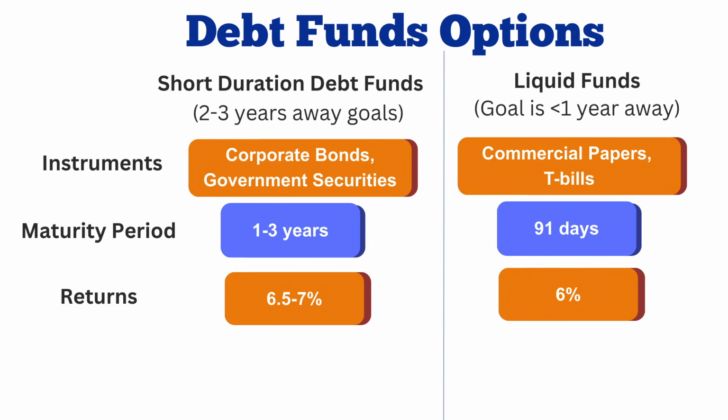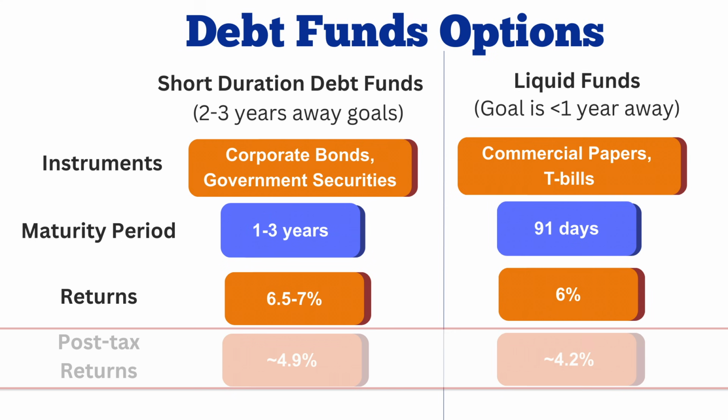For goals that are 1 year from your goal maturity, you can consider liquid funds. These park money in commercial papers, treasury bills maturing within 91 days. Returns are of around 6% per annum. These funds are quite liquid. You can also consider fixed deposits. Debt funds are taxed at your income slab rate. If you are in the 30% tax bracket, 7% becomes roughly 4.9% post tax.